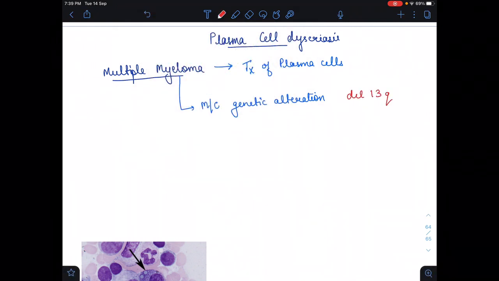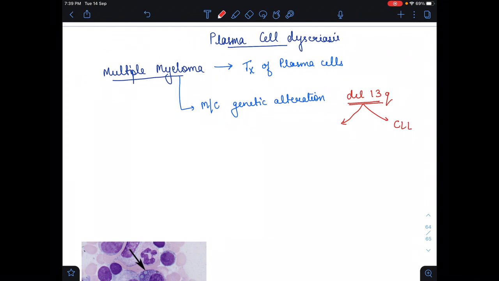And here is one more important point: deletion 13q is seen in CLL and also in multiple myeloma. In these two conditions, deletion of 13q is the most common genetic alteration.